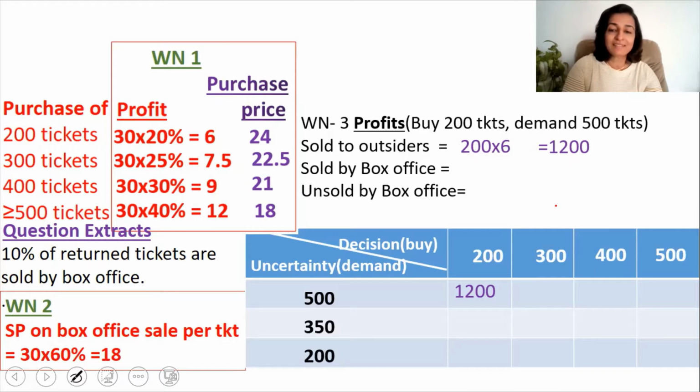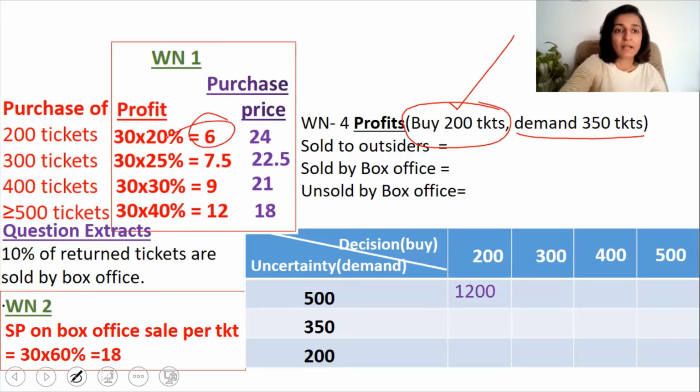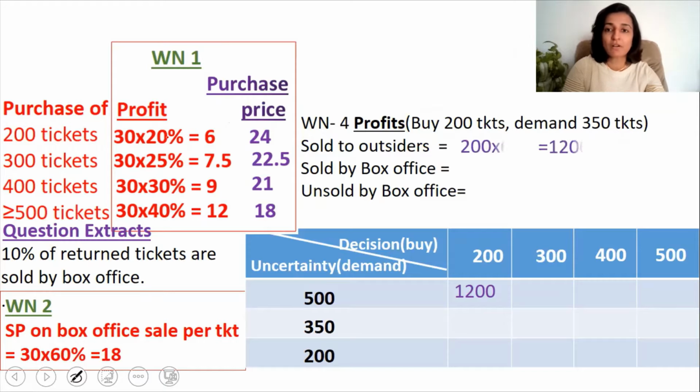So we shall write this amount 1,200 here as a profit that the ticket agent will get in that particular situation. Now coming to the second situation, that is when the ticket agent buys 200 tickets and the demand is 350 tickets. Since the demand exceeds the tickets bought by the ticket agent, he will be able to sell the entire quantity of 200 tickets. So here again, the profit will be 200 tickets which he sells to the public multiplied by $6 per ticket, which is the profit. So 200 into 6, again 1,200. So we shall write that in that slot.